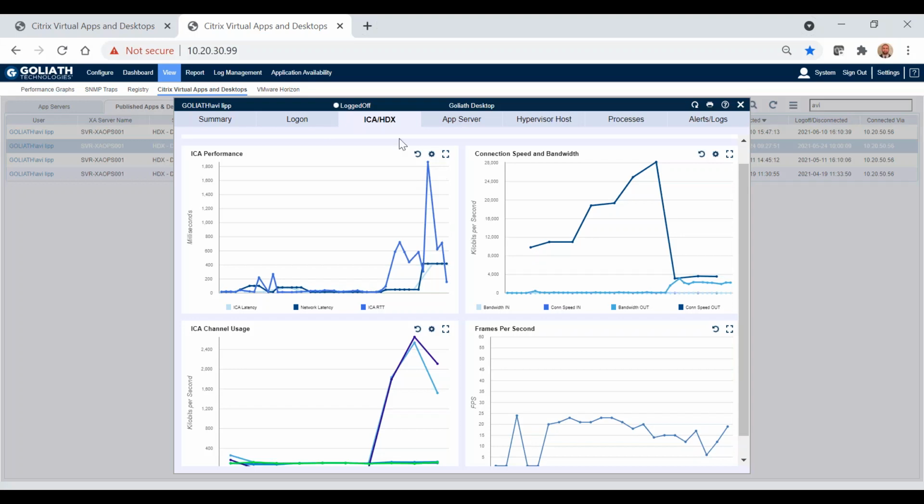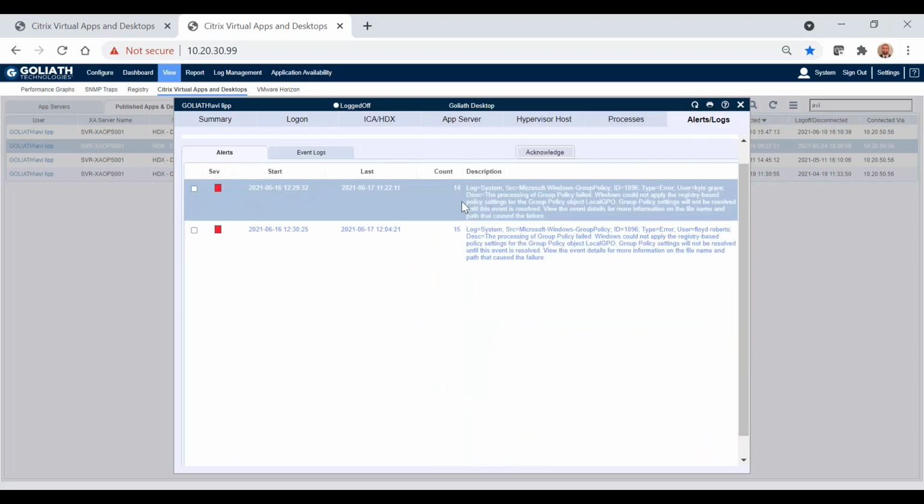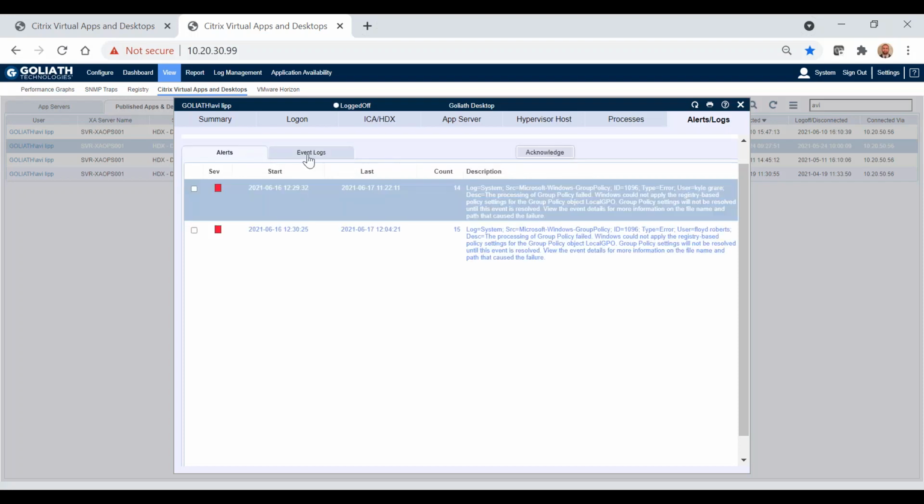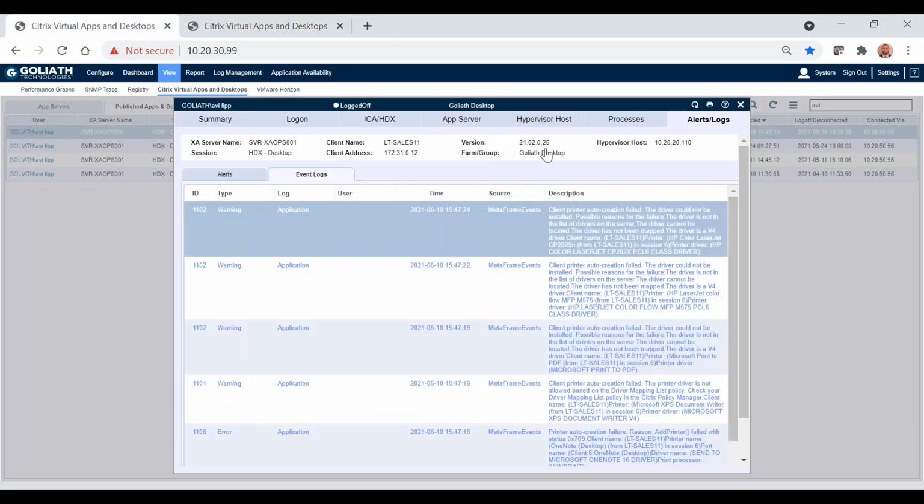those are blind spots. But between the IC and HDX tab, the alerts and logs tabs, where you can receive alerts based off of customized alerts or out of the box alerts where we're automatically, as Kit mentioned, looking for hundreds of events, conditions, failure points, and thresholds, as well as being able to dive into the event logs for any application or system error or warning events that took place during the time frame of that particular user session.